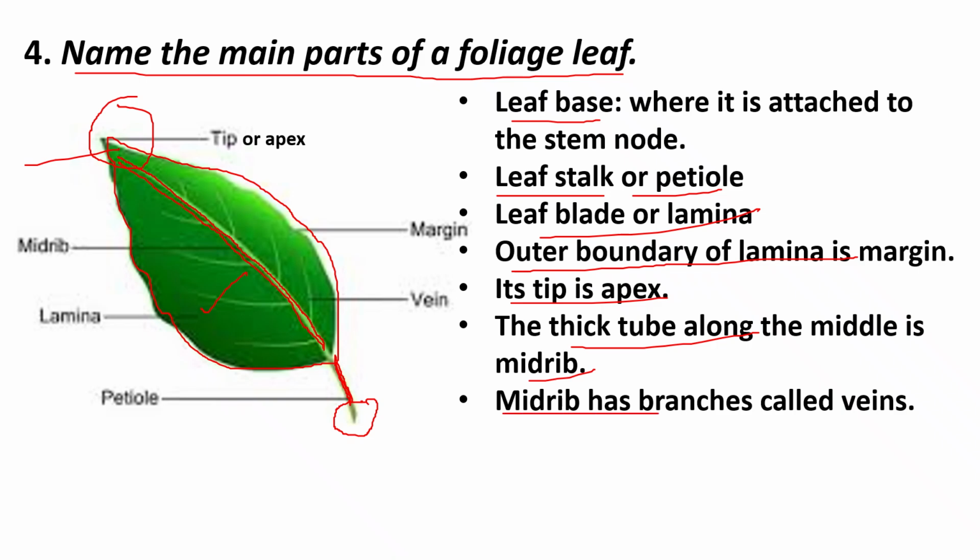And it has branches called veins. These branches are called veins. The middle one is called midrib and the branches are called veins. So you have the leaf base where it is attached to the stem at a node. You have this leaf stalk or petiole. You have the leaf margin. You have the midrib. You have the veins. And this one is a leaf tip or apex.